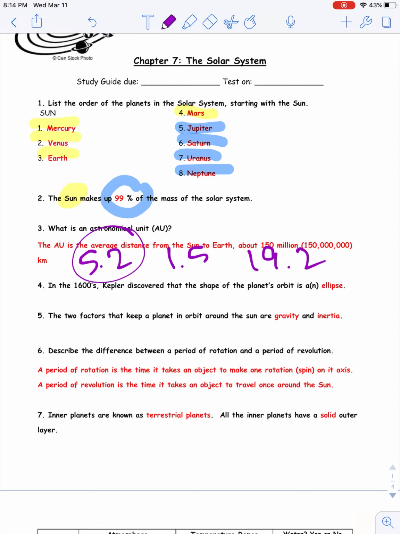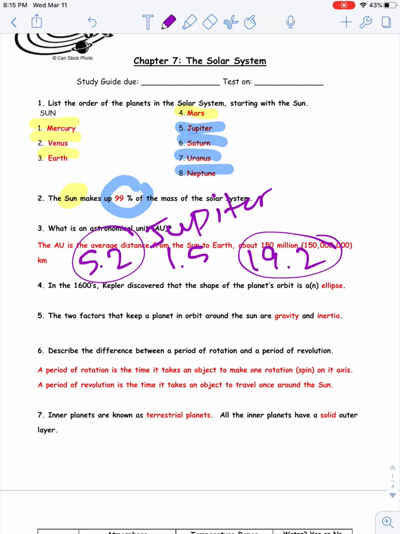So what that is saying is that a planet like Jupiter with an AU of 5.2 is 5 times farther away from the sun than Earth. And Uranus at 19.2 is 19 times farther away from the sun than Earth.